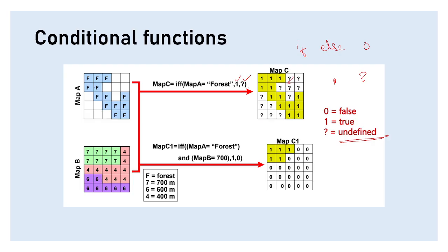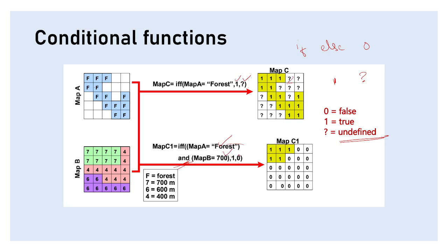Then in map C1, the condition is: here we have used this AND operation also. Okay. So what we have done is, if map A equal to forest. So same condition as above, but here one more operator has come, that is the B1. So here the 700 parameter also we have included. So map A should be forest, and it should also have the 700 meter. If that is true, you give it as 1, and if it is false, it should be 0.